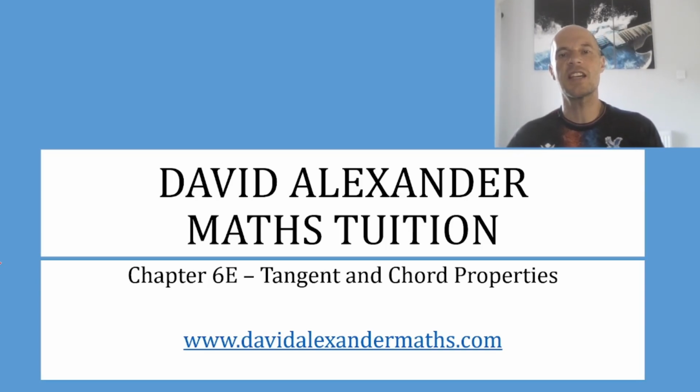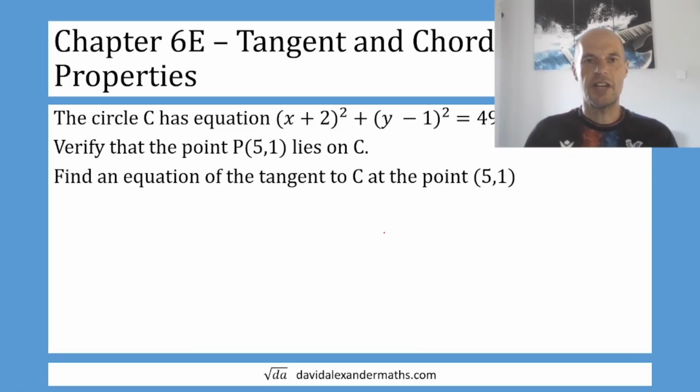This is chapter 6e on tangent and chord properties. Okay, so here's the first example. We want to verify that the point P lies on C. Well, point P has x equals 5 and y equals 1. So if I substitute them in, if I get 49, it lies on C. If I don't get 49, it does not lie on C.